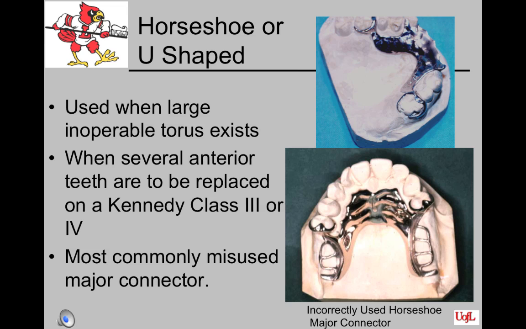The horseshoe or U-shaped major connector is used when there's a large inoperable torus on the maxillary arch, and when several anterior teeth are to be replaced on the Kennedy Class 3 or 4 designs. It is one of the most commonly misused major connectors.